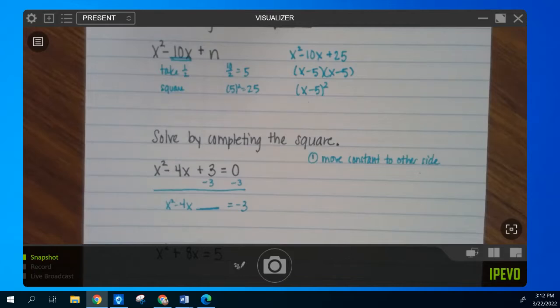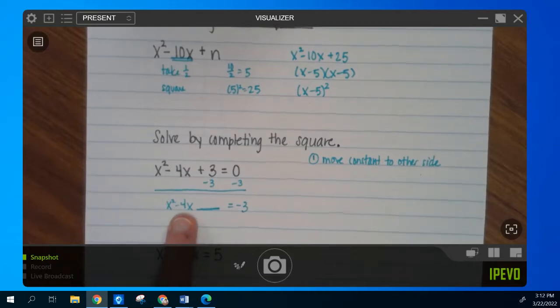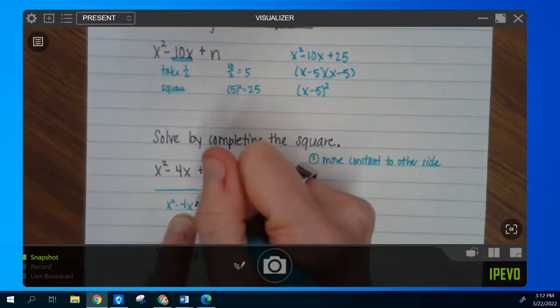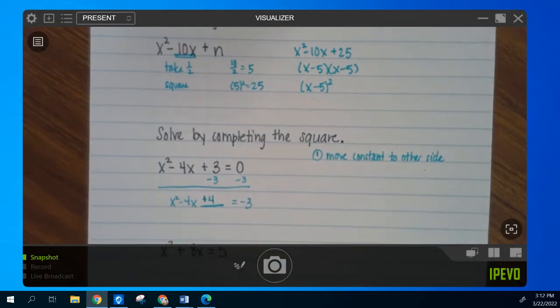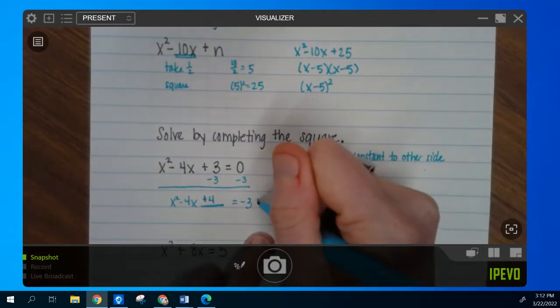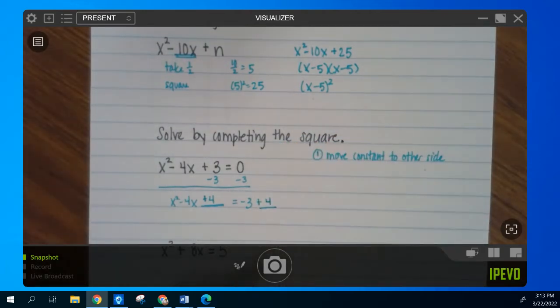And now I'm going to complete that square. So again, I take half of this middle number, so half of 4 would be 2, and then 2 squared would be 4. So to complete the square, I would put plus 4 here. Now, because this is an equation, if I put 4 on one side of my equal sign, I also have to balance out my equation. So I'm going to add that same amount to the other side. So in this case, I'm going to add 4.